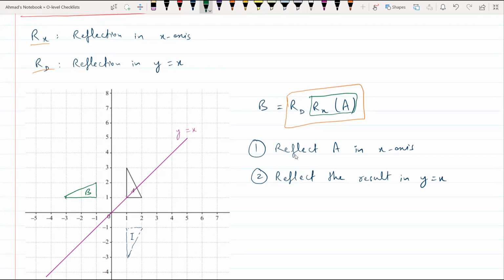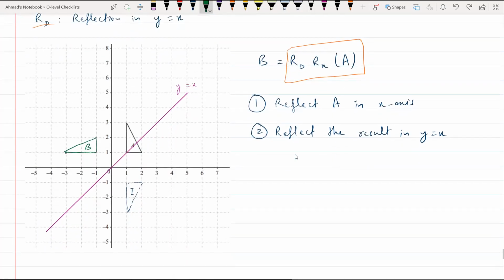The transformation that is right next to the point or object will be applied first, that is, the reflection in the x-axis has to be done first. The result of that is then acted on by the outer transformation, that is reflection in y equals x. So the first step would be reflection in the x-axis. Rx is going to be applied first, and then second will be Rd. The one that comes first in writing is applied later.